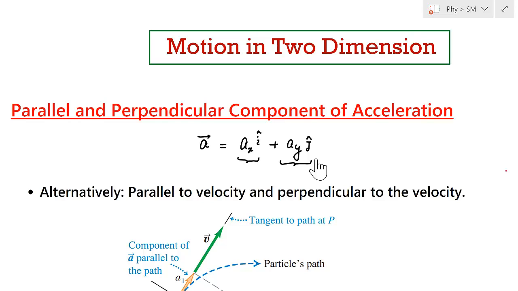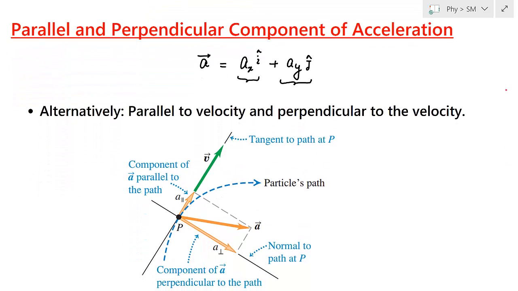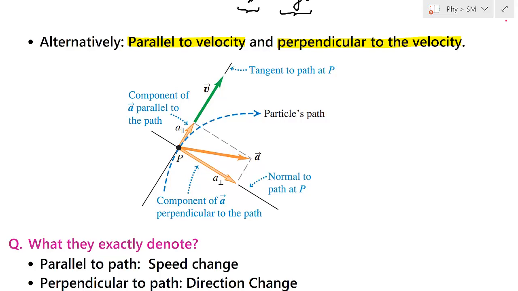There is another way to write the acceleration vector, and that is decomposing the total acceleration into two directions, but this time these directions are not the Cartesian x and y directions. This time the directions are along the velocity and perpendicular to the velocity. So what we are saying is that we can alternatively represent the acceleration vector parallel to the velocity vector and perpendicular to the velocity vector. Let us try to understand all this.